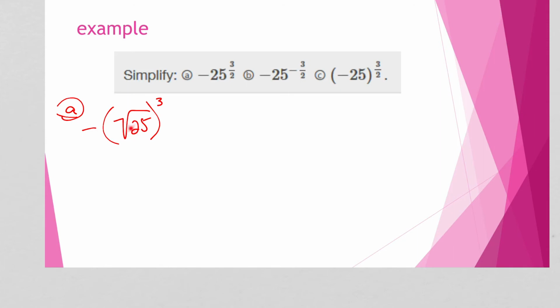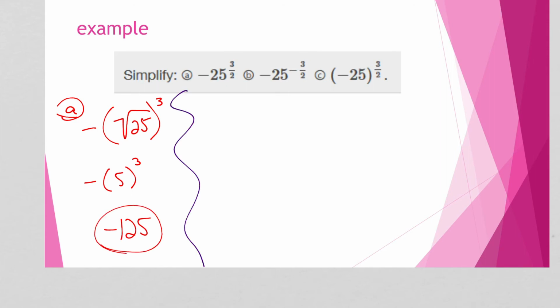So now, let's take the square root of 25, which is 5, and raise that to the 3rd power. 5 to the 3rd power is 125. Once you get that answer, multiply it times that negative. So this answer is negative 125.